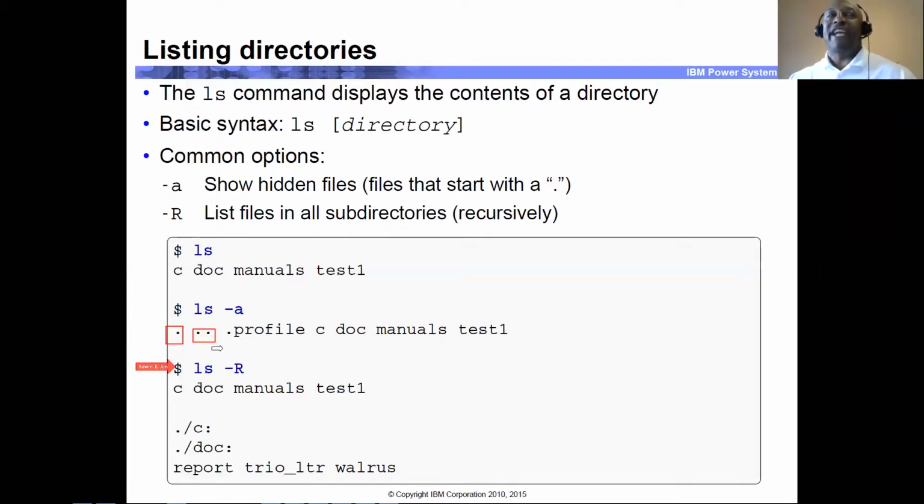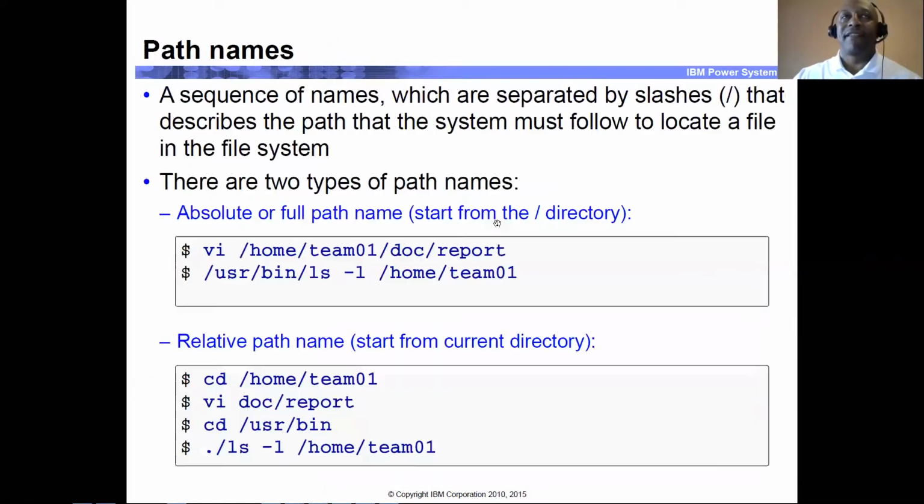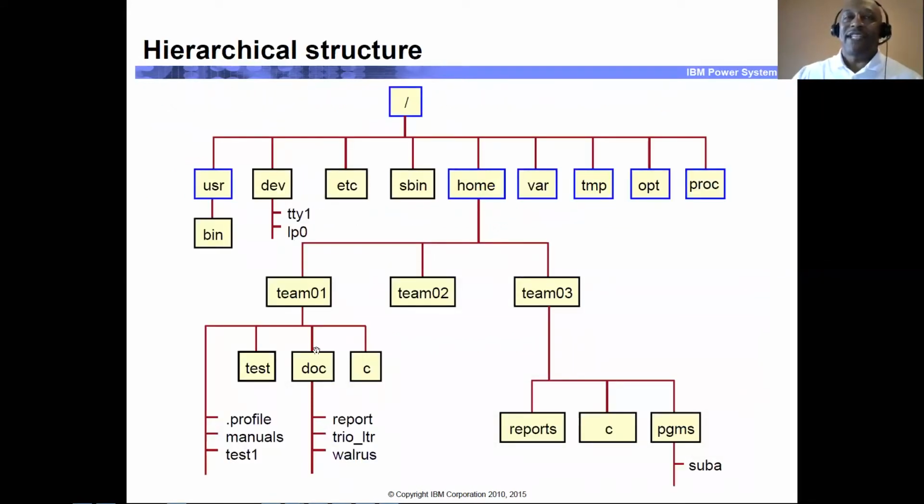ls -R, uppercase R, is a recursive listing from the current directory down to the end of that particular directory. Again, we see our ordinary file names here, or directories also. We see our file names, including subdirectory C, doc, manuals, test one. Then we see ./C. If we look back a couple of pages, doc and C are subdirectories under team01, right? And C is a subdirectory also in team03, but the C subdirectory contains no files. But the doc under team01 does contain files.